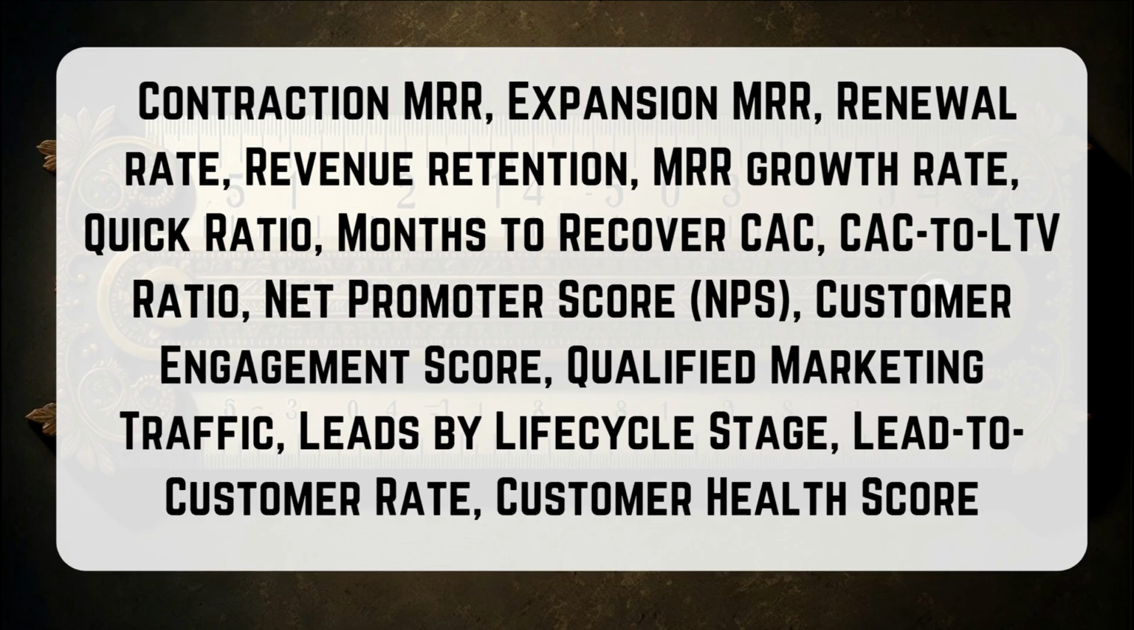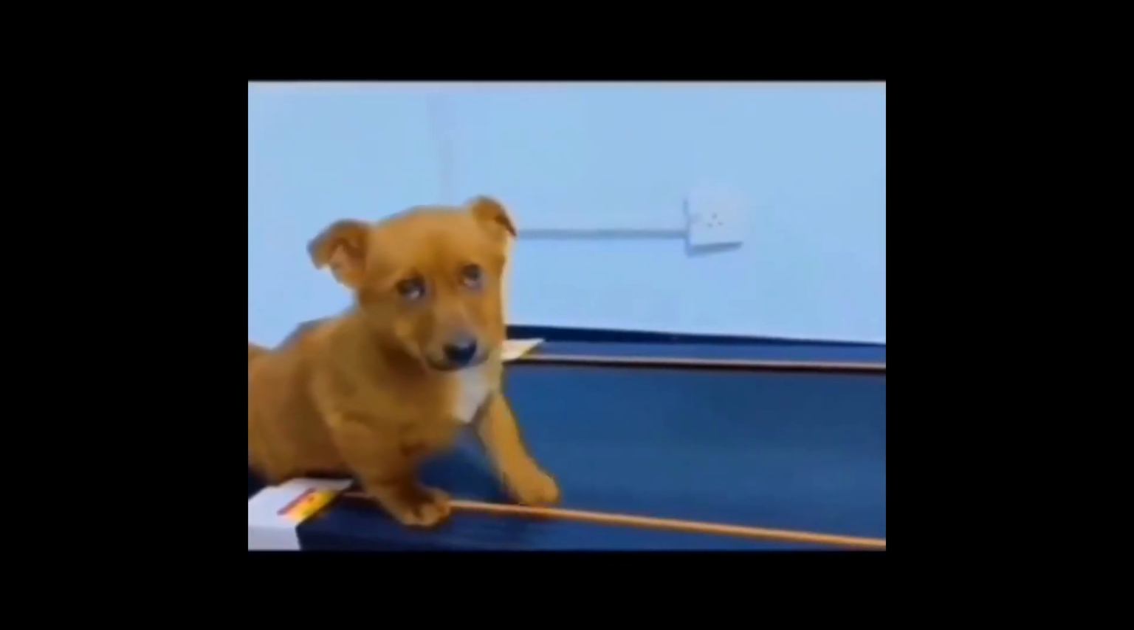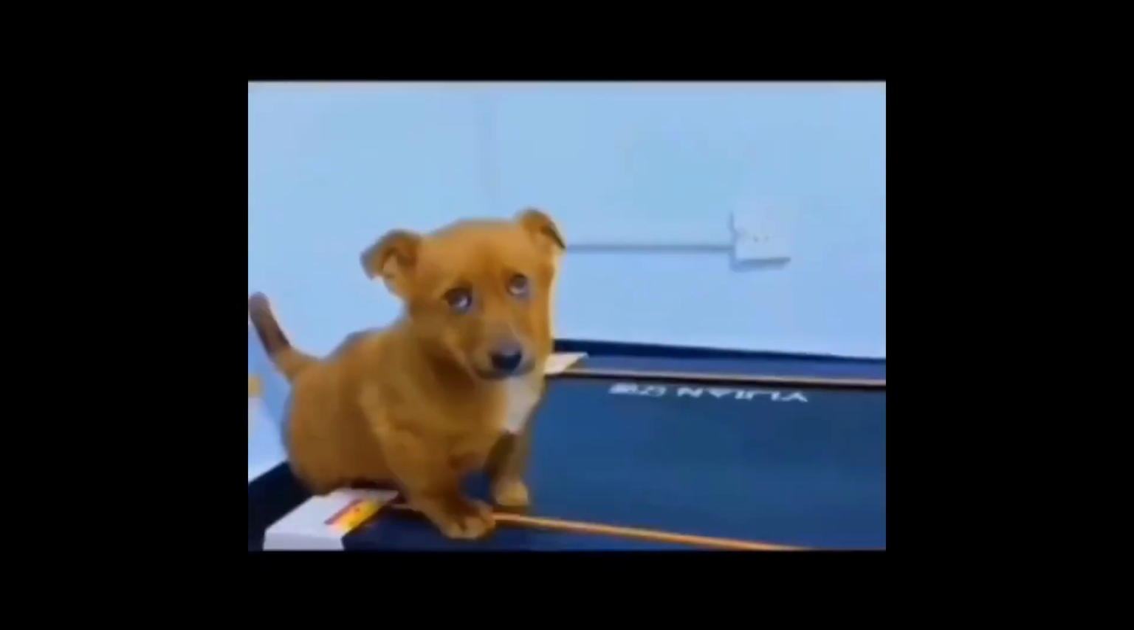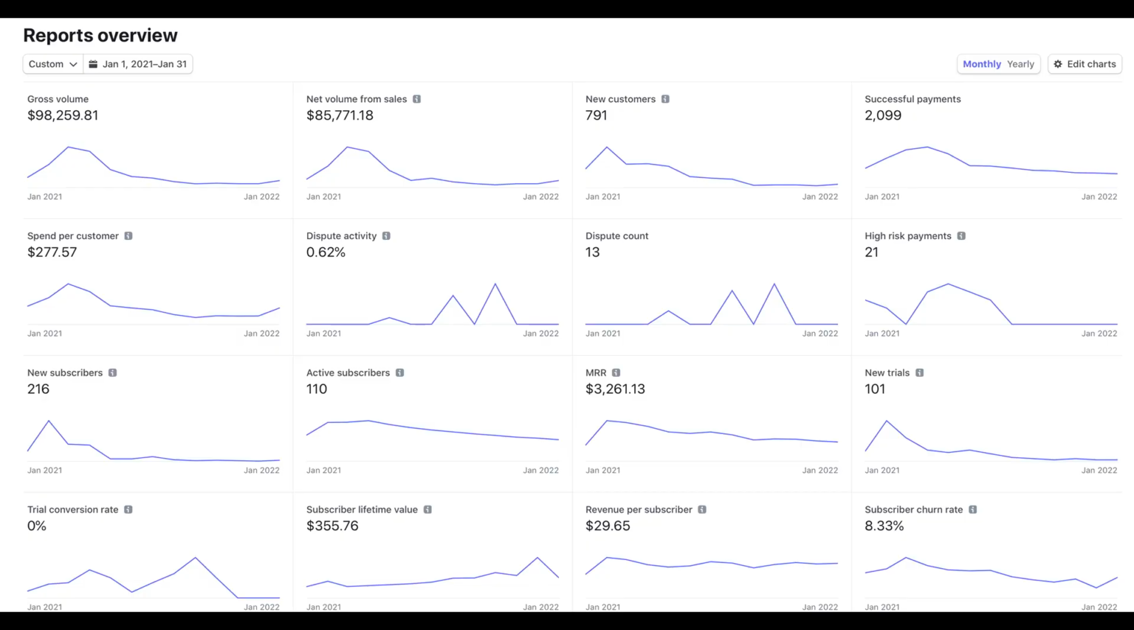For example, contraction MRR, expansion MRR, renewal rate, revenue retention, MRR growth rate, quick ratio, months to recover CAC, CAC to LTV ratio, Net Promoter Score, NPS, customer engagement score, qualified marketing traffic, leads by lifecycle stage, lead to customer rate, customer health score, etc. In practice, I have not seen the calculation of such parameters, but if you are interested in getting acquainted with them, then like this video.